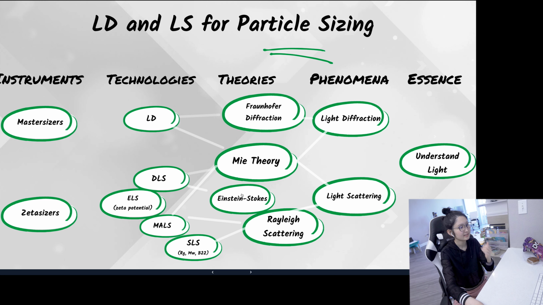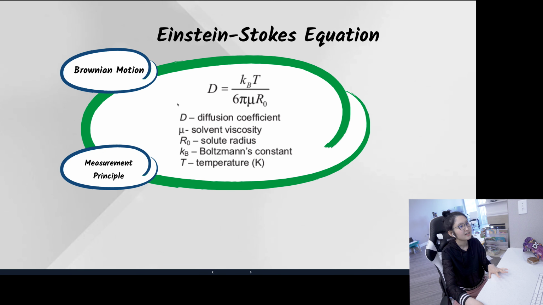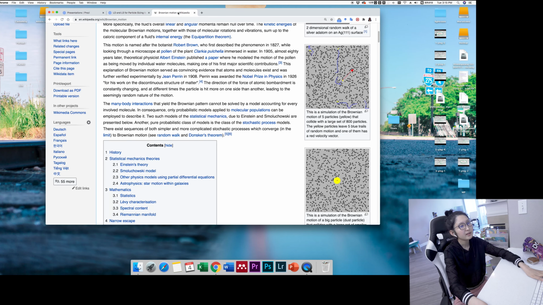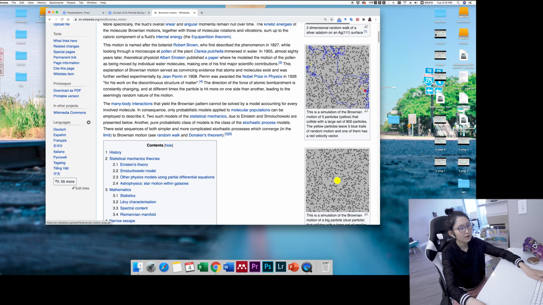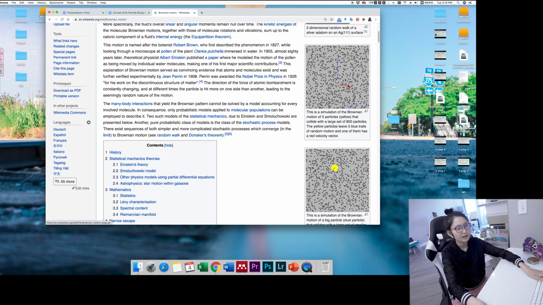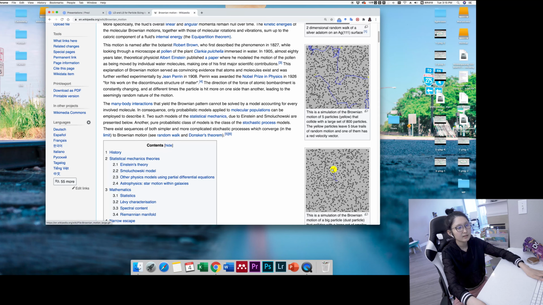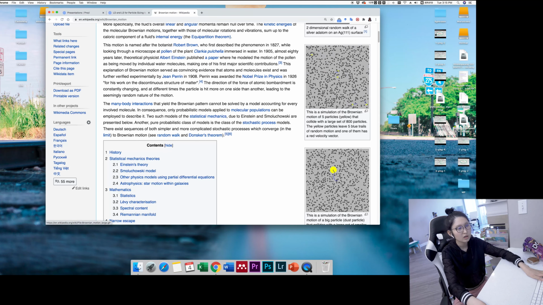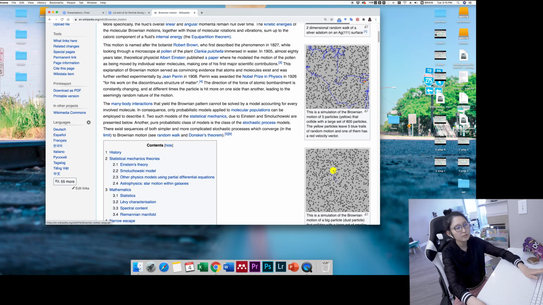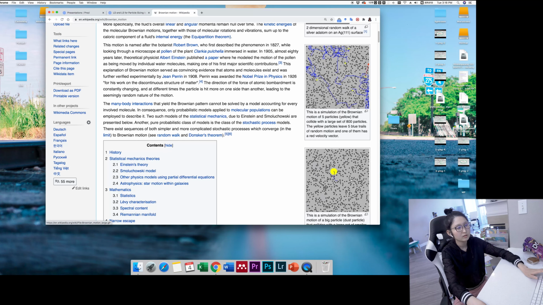So that's Einstein-Stokes equation. I will start with Brownian motion. Let's go back to the Wikipedia page. These little black particles, you can imagine them as water molecules. Basically, it's the solvent. And the yellow particle is really what we're trying to measure. It's undergoing this random Brownian motion because of the collision with the water molecules or the solvent molecules.